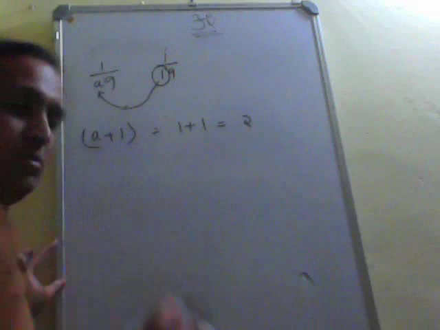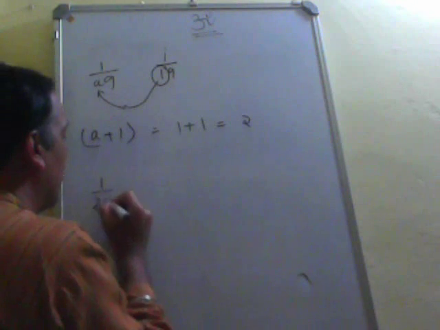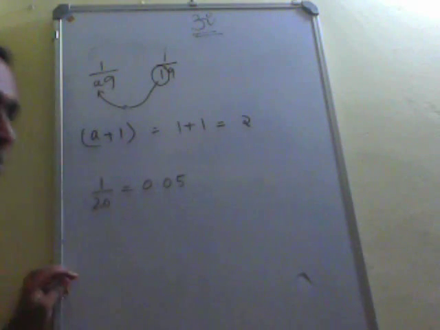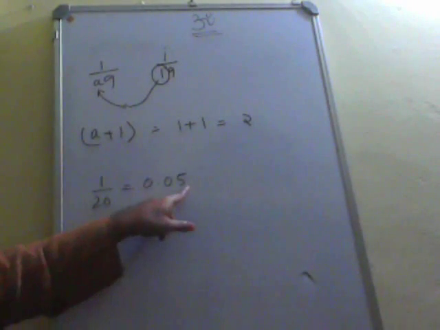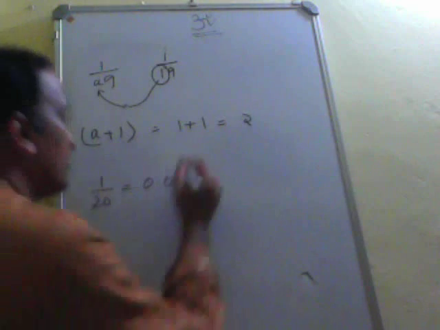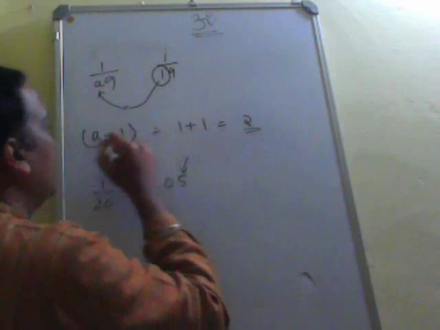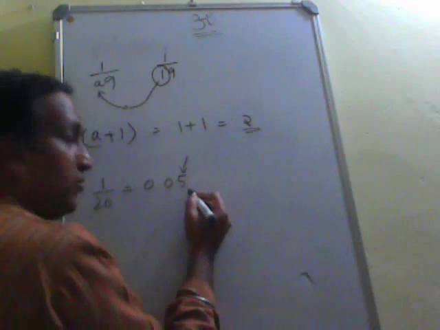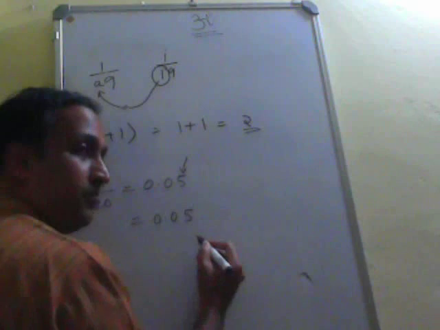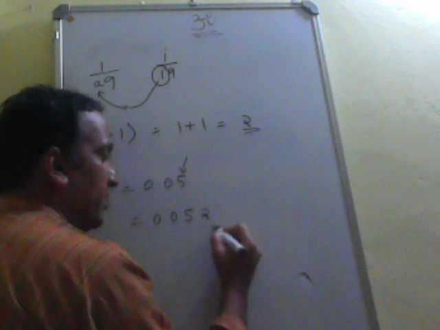So this is 1 by 19, and you take 1 by 20. 1 by 20 you know is 0.05. Now you go on dividing this number by 2. Why do you have to divide by 2? Because I take a plus 1. So 0.05: what is 5 by 2? 5 by 2 is 2, remainder 1.